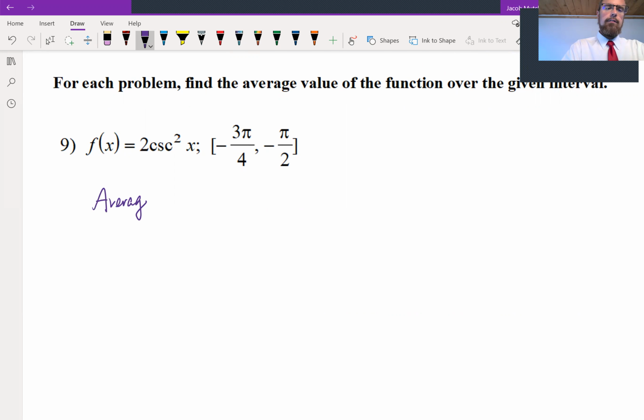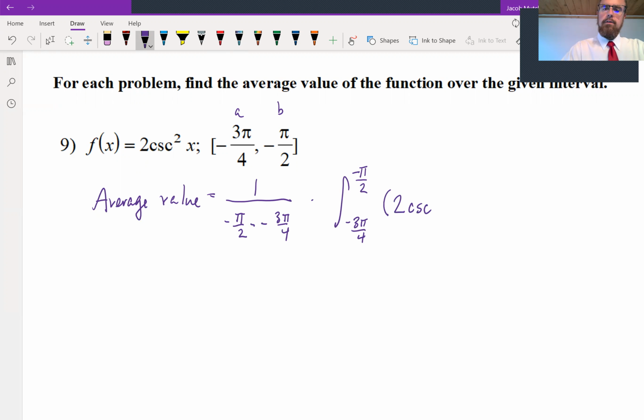So the average value of this function is going to be 1 over the difference in my limits of integration, so it'll be b minus a, so negative pi over 2 minus negative 3 pi over 4 times the integration from negative 3 pi over 4 to negative pi over 2 of 2 cosecant squared x dx. So that's our setup.